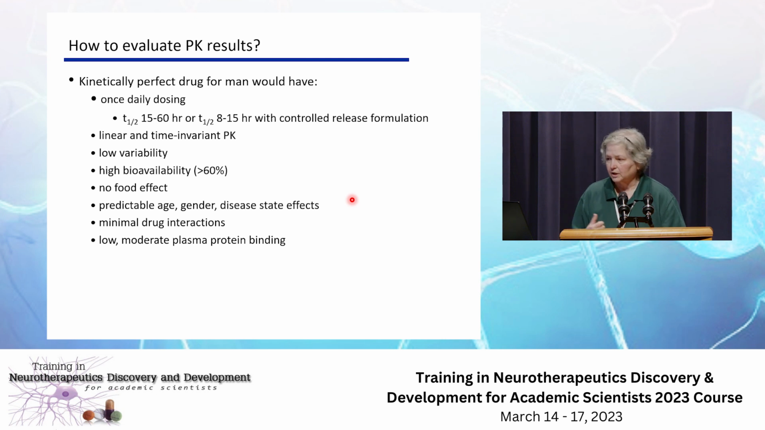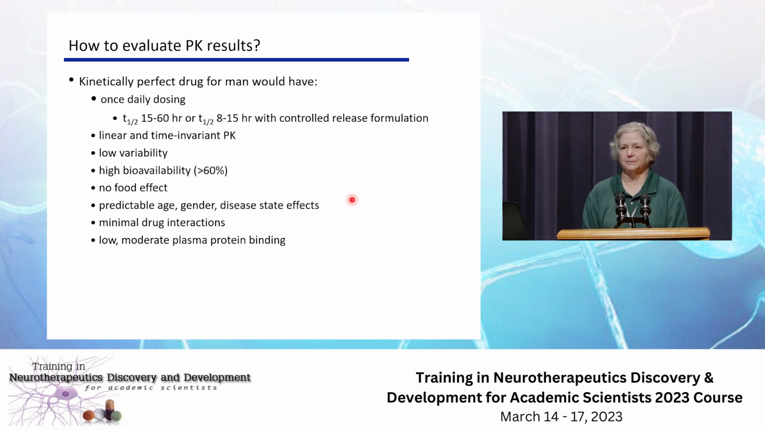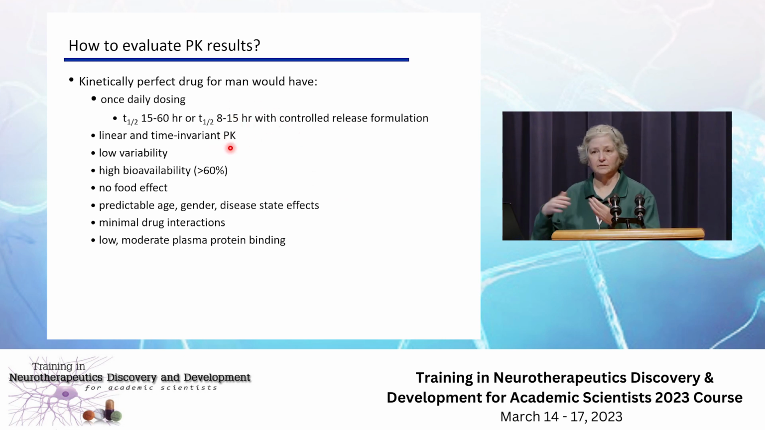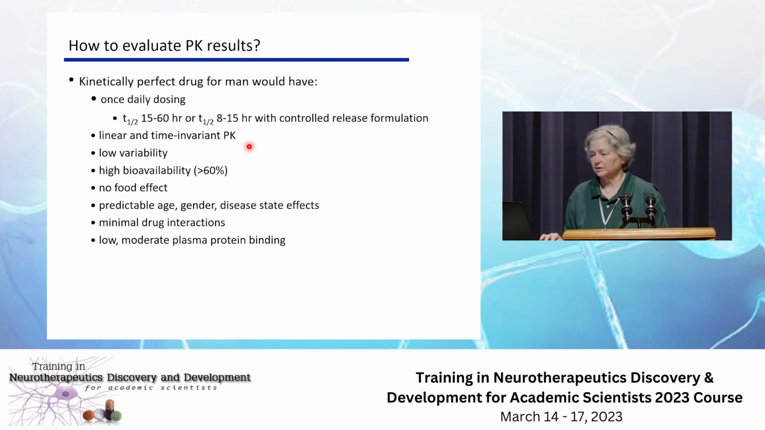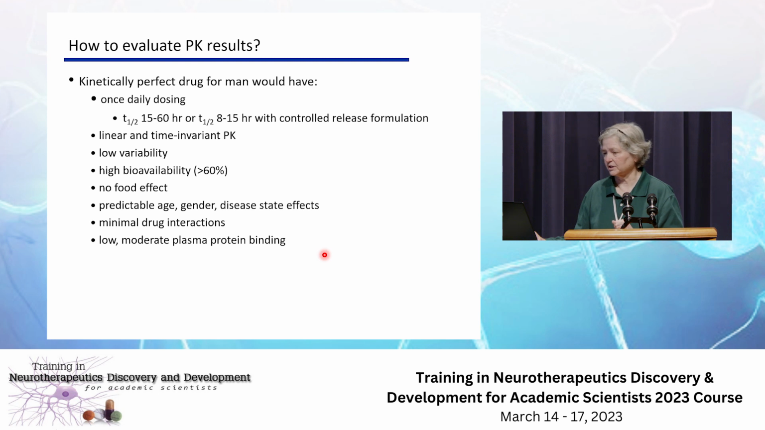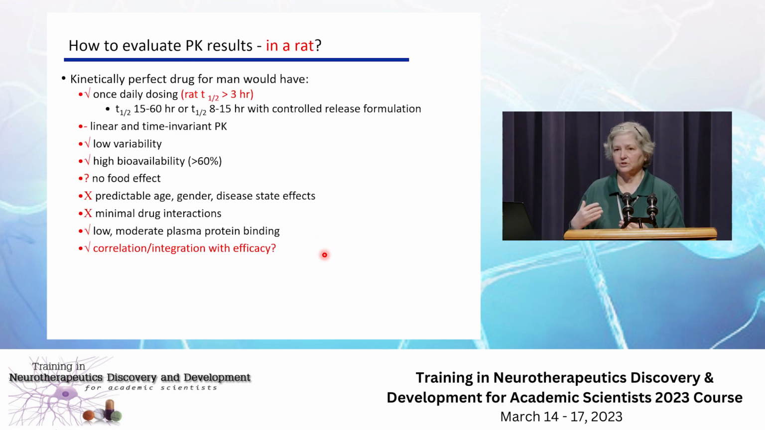So I went to our clinical pharmacology colleagues and said, okay, please define for me a perfect PK compound with perfect PK in the clinic. And they, of course, had this nice laundry list: long half-life, linear PK, double the dose, get double the concentrations, low variability, high bioavailability, no food effect, predictable age effects, gender effects, minimal drug interactions, low and moderate protein binding. And I said, okay, fine, this is a lovely list. But the question is, how many of these things can we start to optimize when we only have rat PK, which is all we're going to have very early in drug discovery?